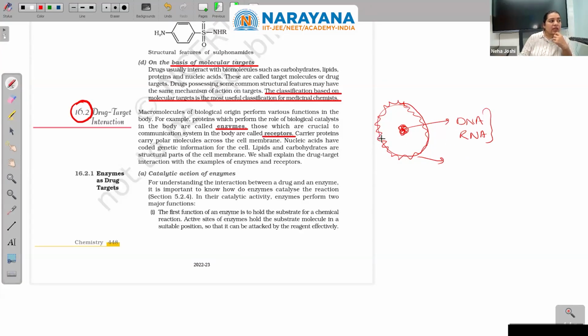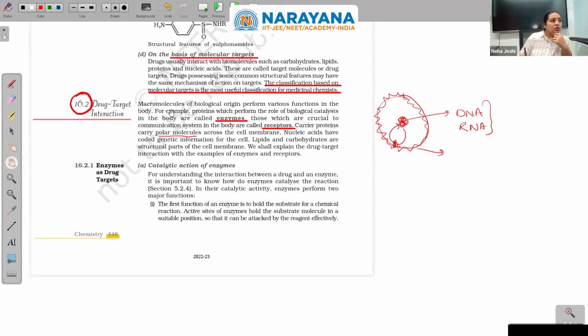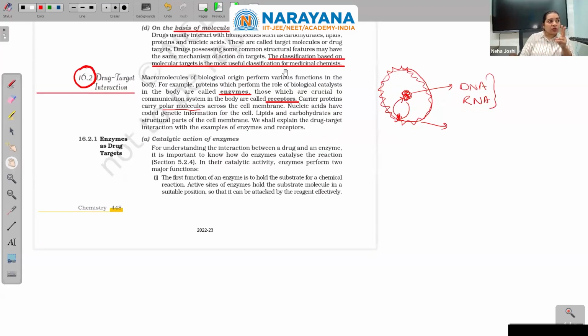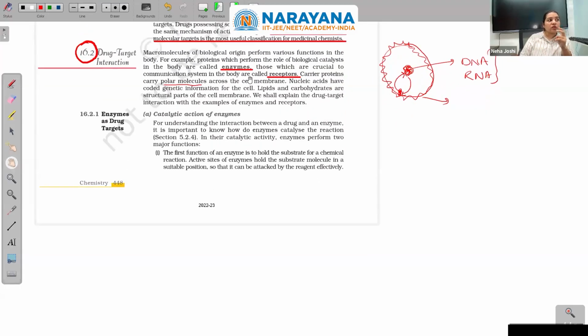Now the carrier proteins carry polar molecules across the cell. If there is some polar molecule I have to carry from the cell membrane to here or from here to the cell membrane, then the role is given to carrier proteins. So here enzymes and receptors are too important. Those which are crucial to the communication system in the body are called receptors, because a message may be sent, but how it will be received and enacted will be carried out by the receptors.